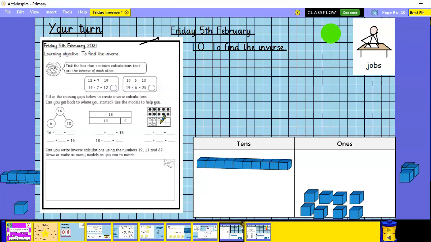And then it says, can you write an inverse calculation using the numbers 19, 11 and 8? Draw as many models as you can. So you could choose to draw part whole models, you could choose to draw a bar model, you could choose to draw a 10 frame. You could choose to draw your counters and cross them out to show one of the parts. And also, please do the inverse calculation, so there will be an add and there will be a subtraction to do using these numbers.